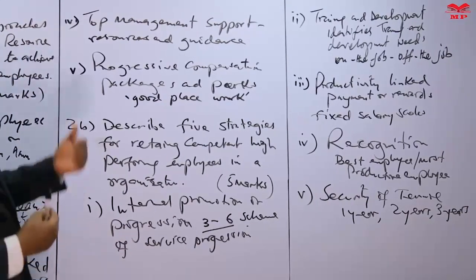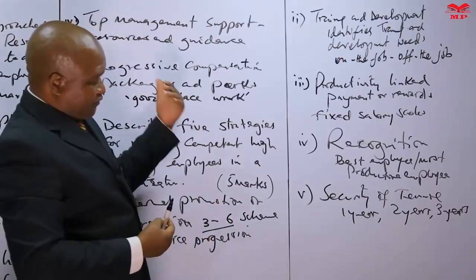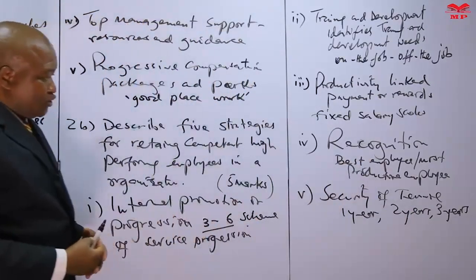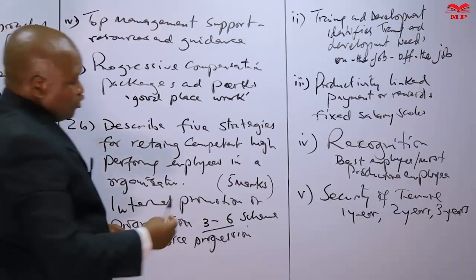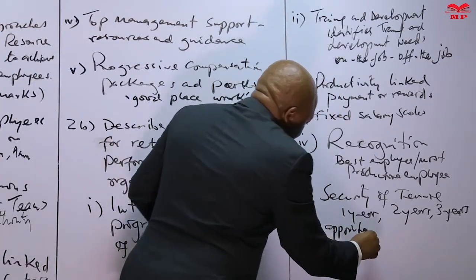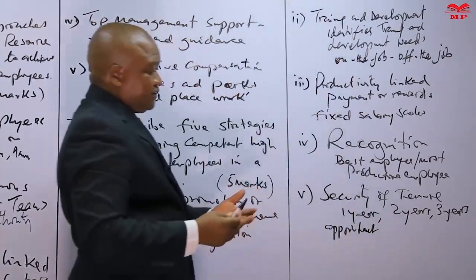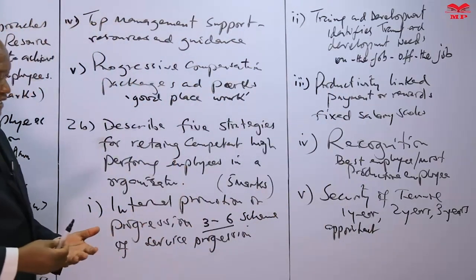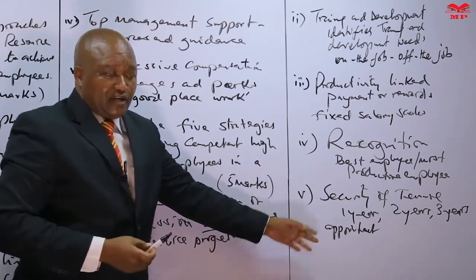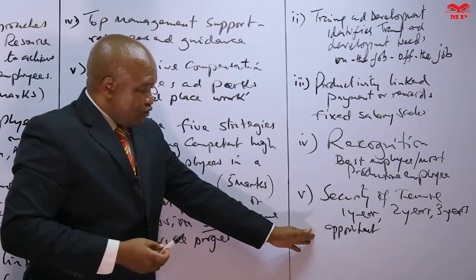And in so doing, workers work knowing that for the next 1, 2, or 3 years, I am in this particular organization. So security of tenure or security of appointment can ensure that employees can plan for themselves in terms of their career growth, and the organization can retain their services. And for competent workers, this is what could help them.